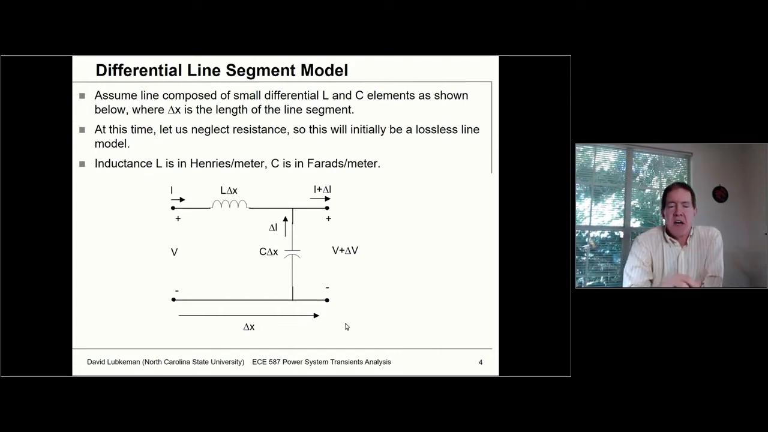On the left-hand side, we've got a voltage and we've got a current. And then when we account for the voltage drop, the voltage at the receiving end is going to be V plus delta V. And when we account for the current that's being injected by that capacitance, the current at the receiving end is going to be I plus delta I in this case.